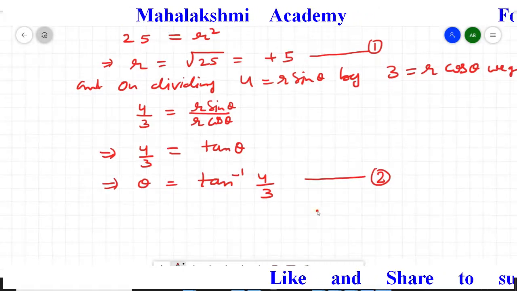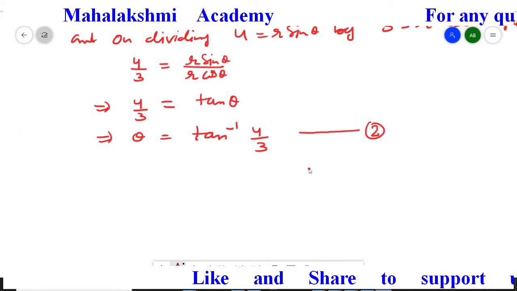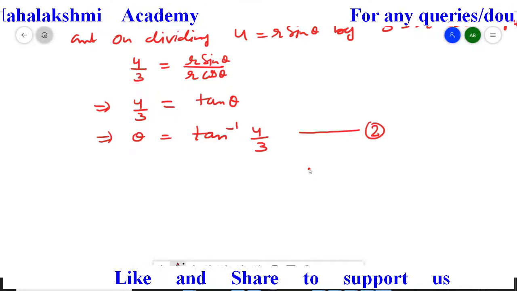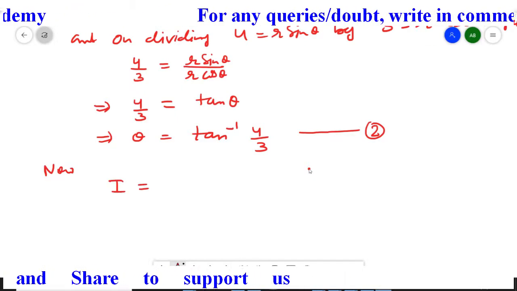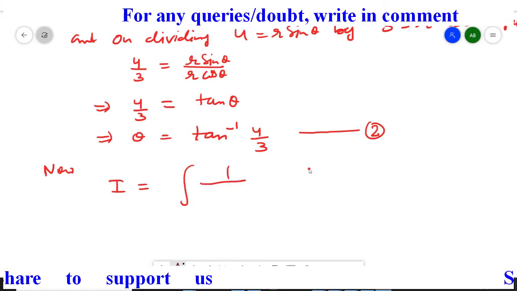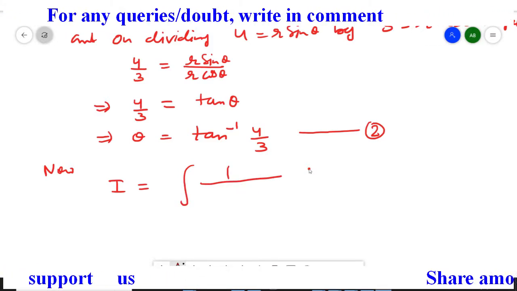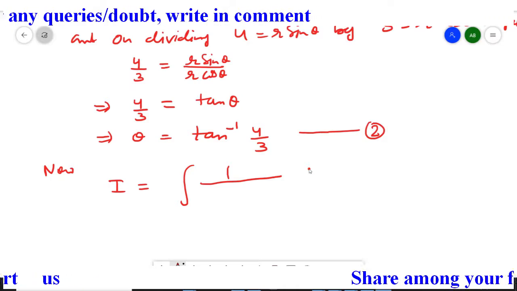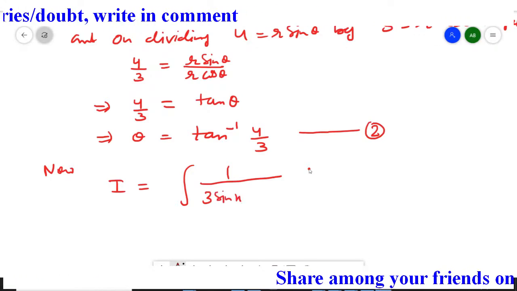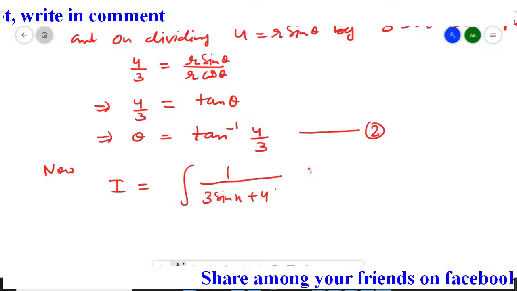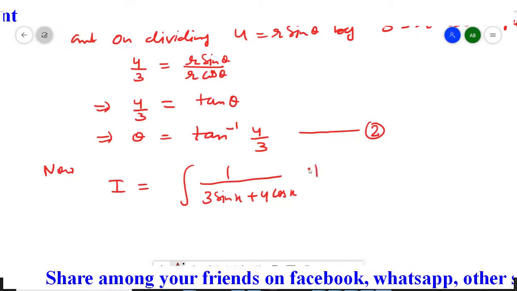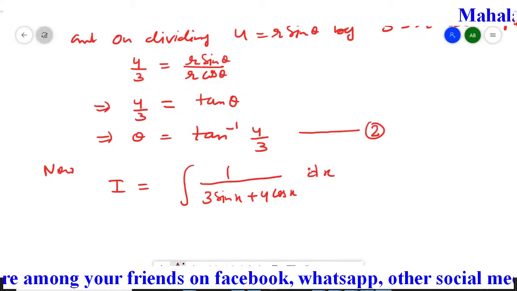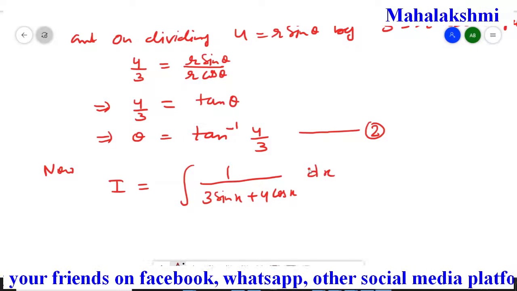Now we will start the integration. So I is equal to the integration of the given function. The given function is 1 upon 3 sin x plus 4 cos x, and here we are integrating with respect to x. Now we'll do all the replacements.